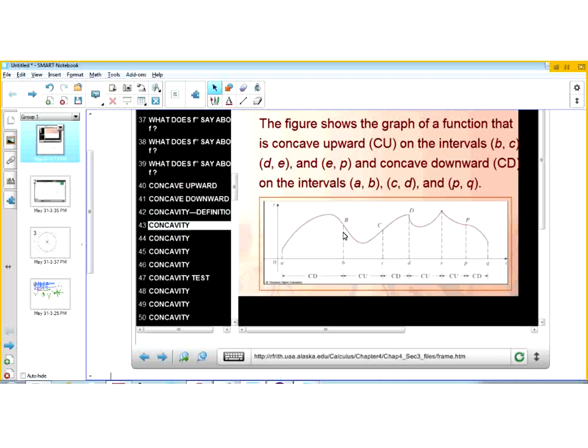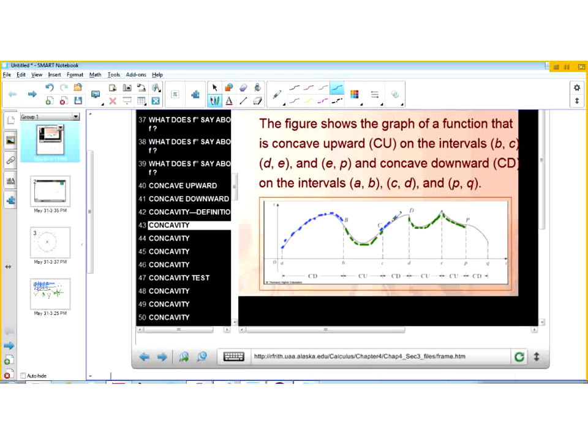concave upward on intervals b, c. So from b to c, you see the function is cradled by all of its tangential lines. It sits above them like that. And d to e, x equals d is an example of a vertical tangent. But see how it's cradled? And e to p, it just sits right on top of those tangential lines, like so. And it's concave downward where? A to b. You see how the function is blocked, held in check from rising upward by the tangential lines. So from A to B, it's concave down.